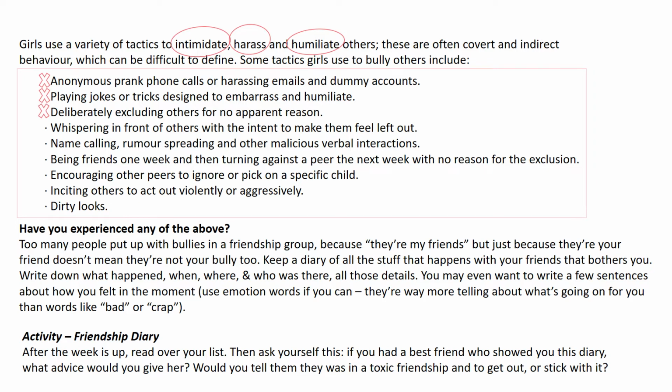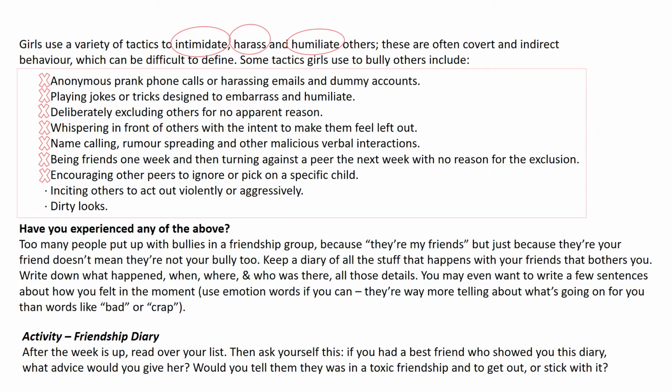Deliberately excluding others for no apparent reason. Whispering in front of others with the intent to make them feel left out. There's name calling, rumour spreading and other malicious verbal interactions. Being friends one week and then turning against a peer the next week with no reason for the exclusion.